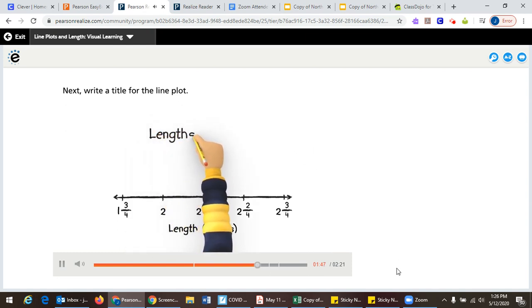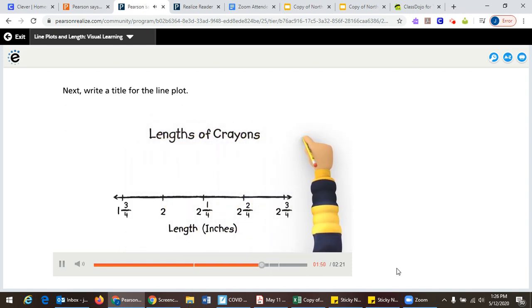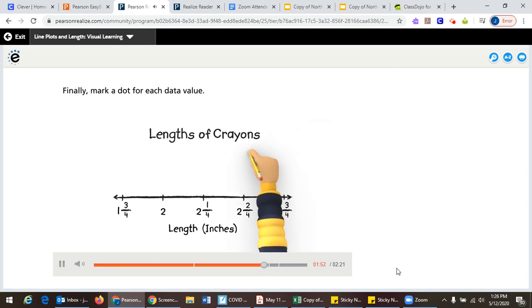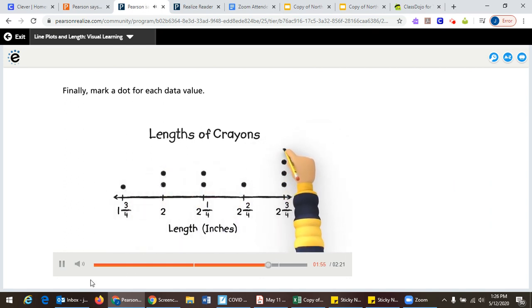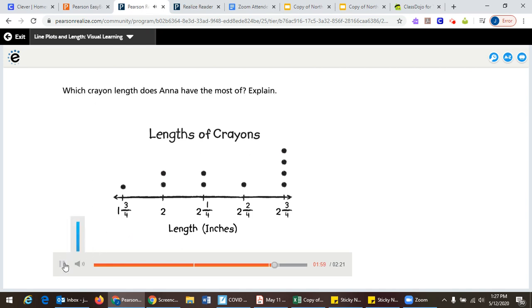Next, write a title for the line plot. Finally, mark a dot for each data value. So this is important. Each dot represents how many crayons you have of that length. So my title is telling me I'm looking at the lengths of crayons. You should be able to answer questions from this line plot. How many crayons do you have that have a length of 2 inches? Well, I have 2 dots. That means I have 2 crayons that are at 2 inches.